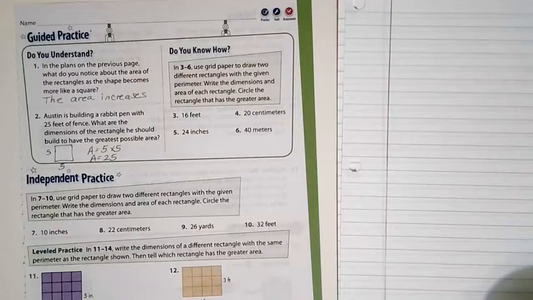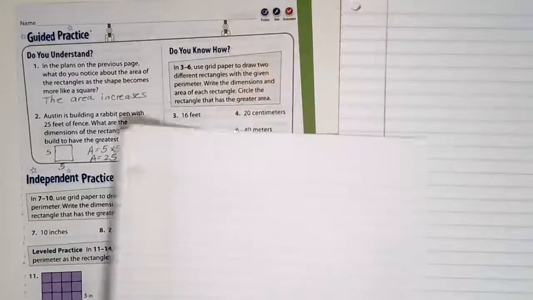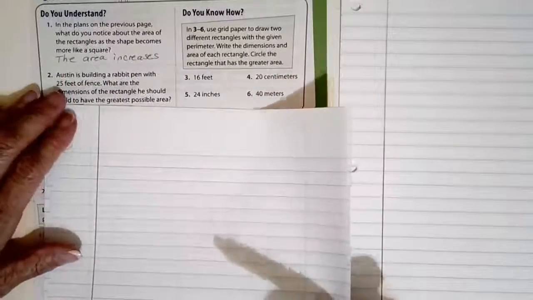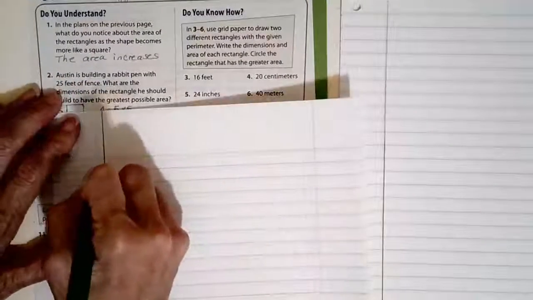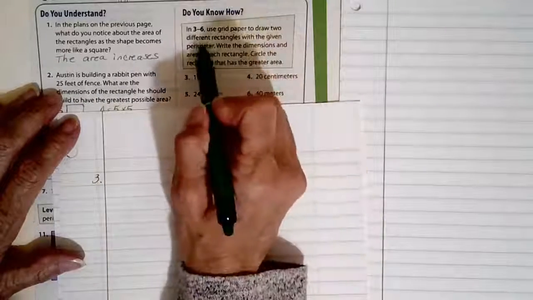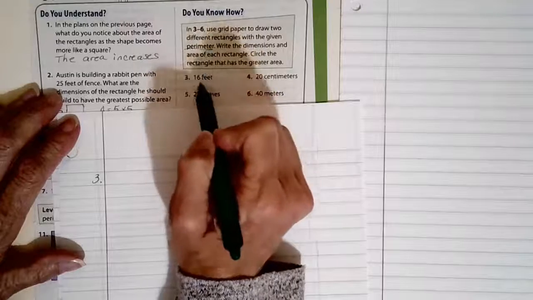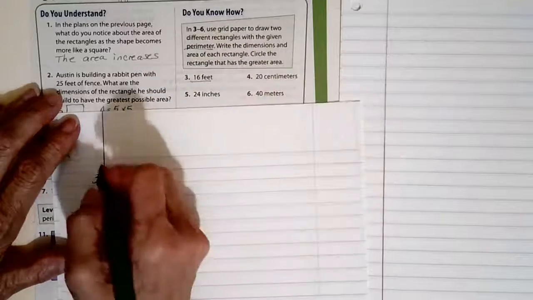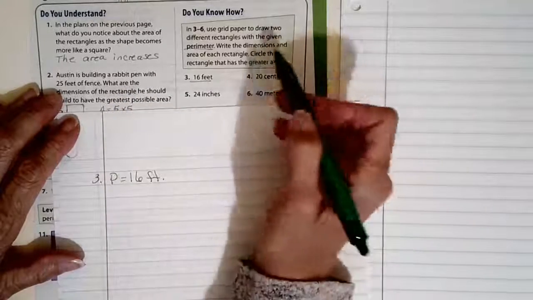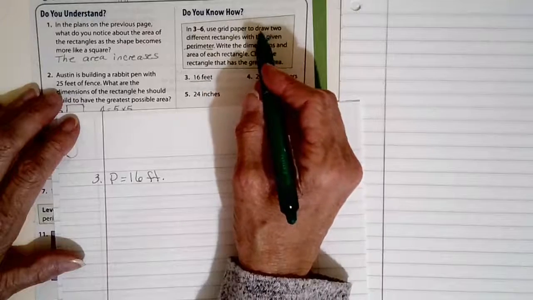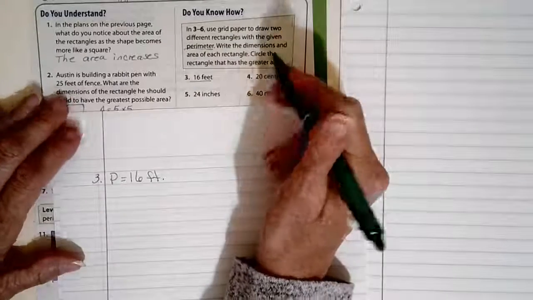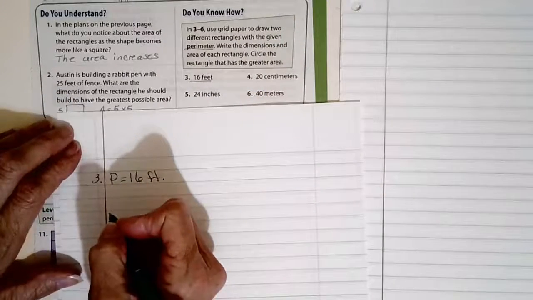We're going to start with number 3. I'm going to slide it up so you can see. I'm going to write number 3. We know that the perimeter that's given is 16 feet. So perimeter equals 16 feet. And the direction says to draw two different rectangles with this perimeter. That's the first thing we're going to do, two different rectangles with that perimeter.